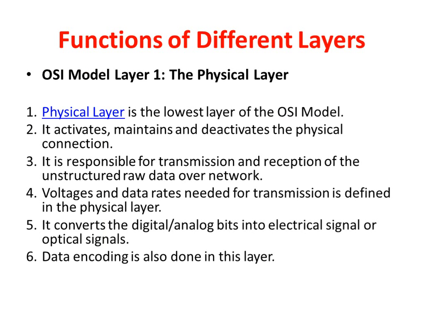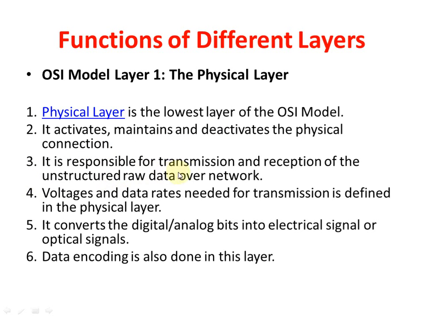The next topic is the functions of the different layers. First layer is the physical layer, and this is the lowest layer of the OSI model. The physical layer is the bottom layer of the OSI model. It activates, maintains and deactivates the physical connection.